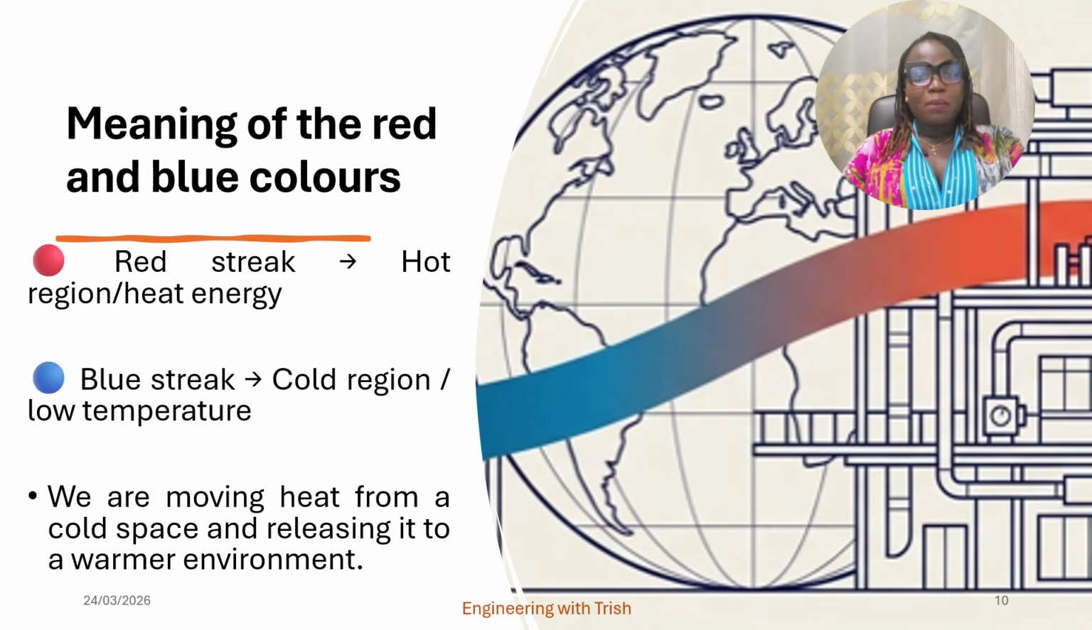Then the last question was about the meaning of the colors I used. When you see red, usually it stands for hot region, high temperature, high pressure, heat energy. When you see blue, it is a cold region, low temperature, low pressure. This is just to show us that we are moving heat from a cold space and releasing that heat to a warmer environment, which is the fundamental principle of refrigeration. So I hope I've answered your question.